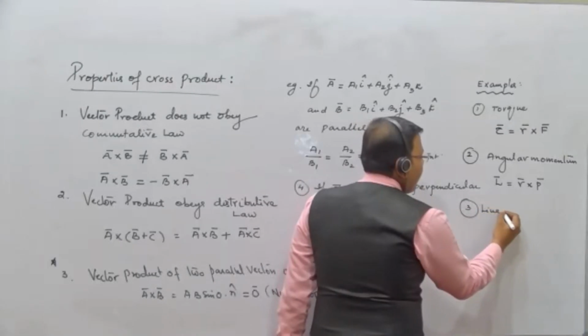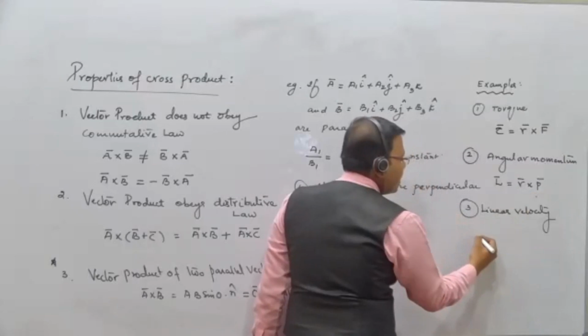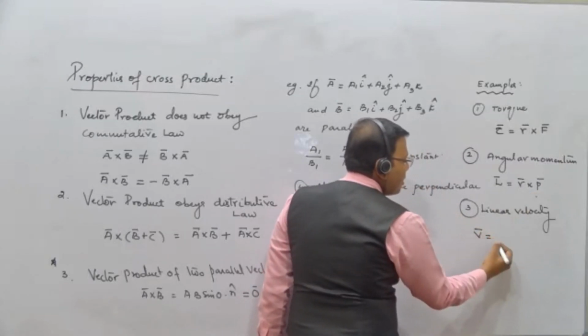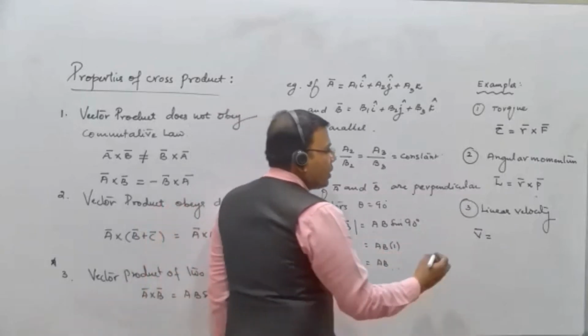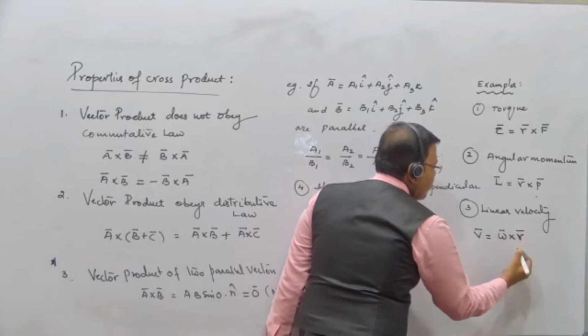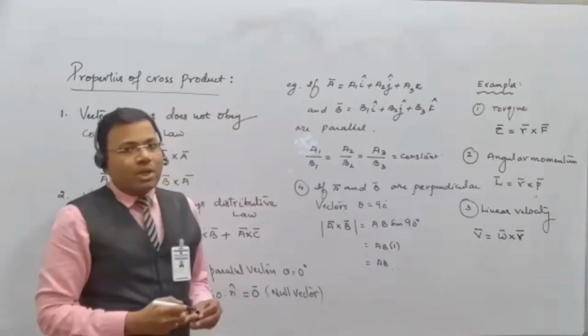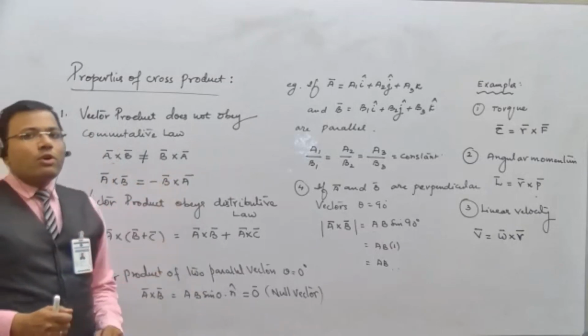Next, the third one, linear velocity. So for the linear velocity, V bar is equal to omega cross R. Pay attention, students, we cannot write R cross omega. The reason is that A cross B will not be equal to B cross A.